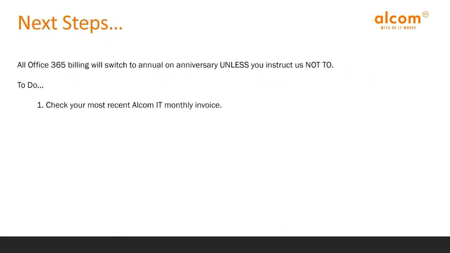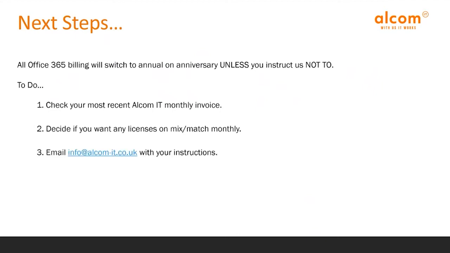So this is what you need to do. I would recommend you check your most recent Alcom IT invoice. All the Microsoft products are listed on our invoices at the moment with the same name as I just showed you in the slides previously, and I can send this slide along with the video a bit later on. So compare the products, then decide if you want any of those licenses on a mix and match, or whether you want them all on an annual, or all on a monthly. And then email us at info@alcomit.co.uk with your instructions to tell us what to do.